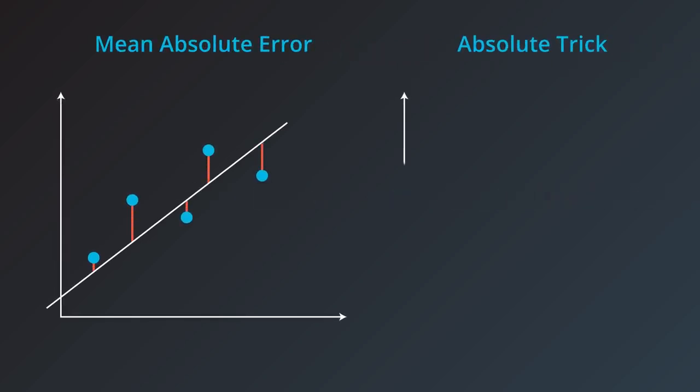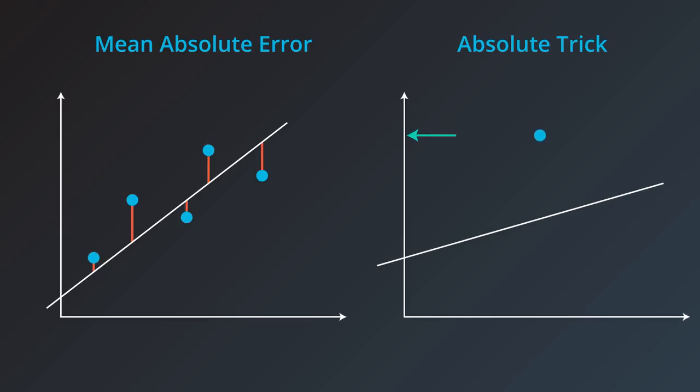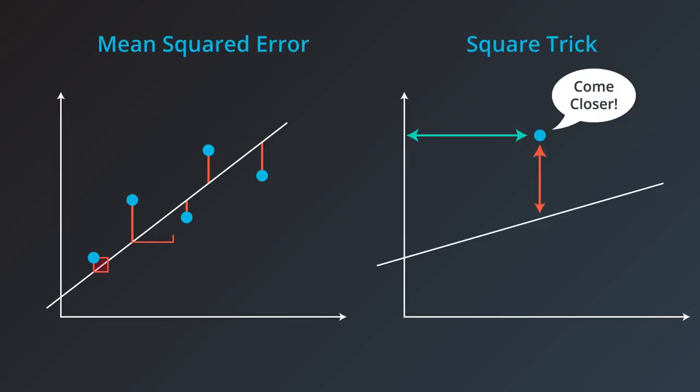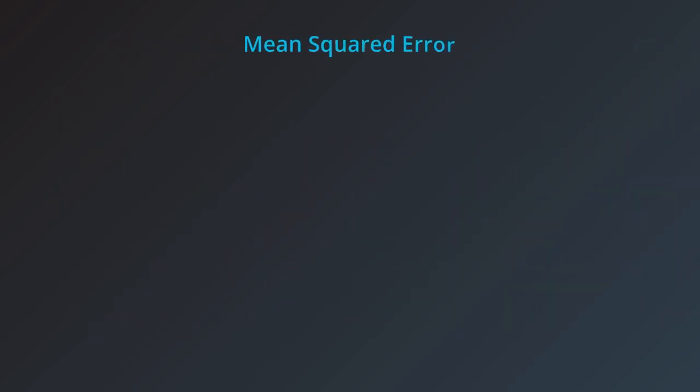What I'm saying is that when we minimize the mean absolute error, we're using a gradient descent step, and that gradient descent step is the exact same thing as the absolute trick. Likewise, when we minimize the square error, the gradient descent step is the exact same thing as the square trick. So let's see why. Let's start with the mean squared error.